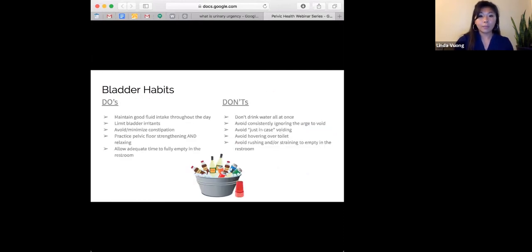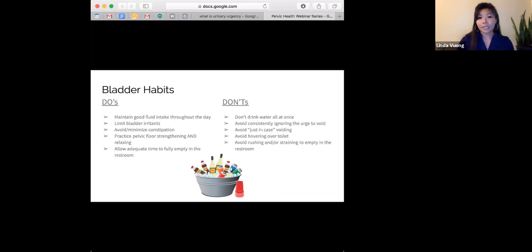So bladder habits. The do's and the don'ts of bladder. What you want to do is maintain good fluid intake throughout the day. You don't want to front load. A lot of people will think, okay, if I need 60 ounces in a day, then I will have 60 ounces at 8 a.m., or between 8 a.m. and 9 a.m., and then nothing for the rest of the day. We're consistently filling and metabolizing, so making sure that you are very hydrated throughout the day is very important.